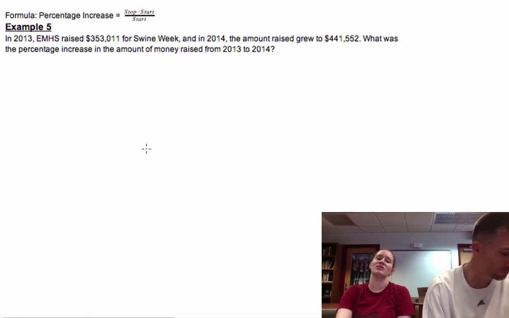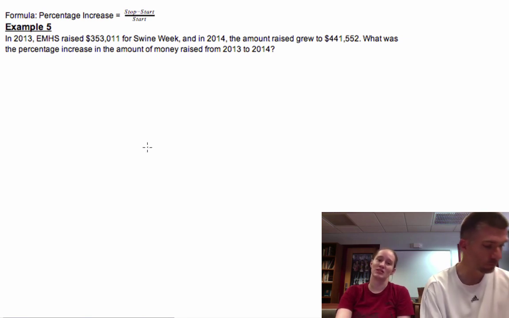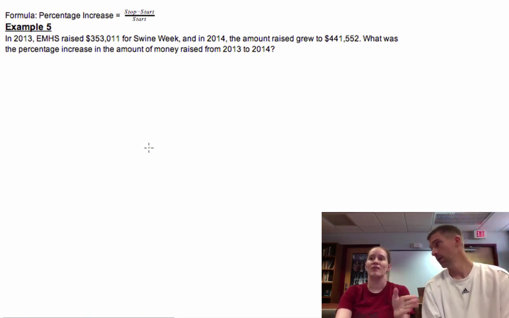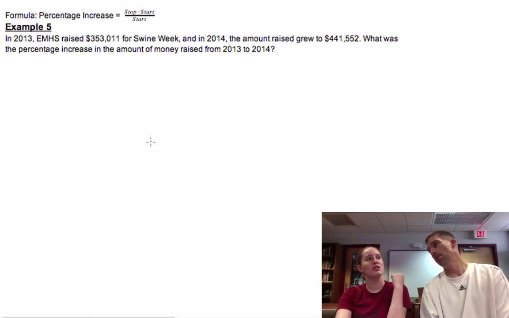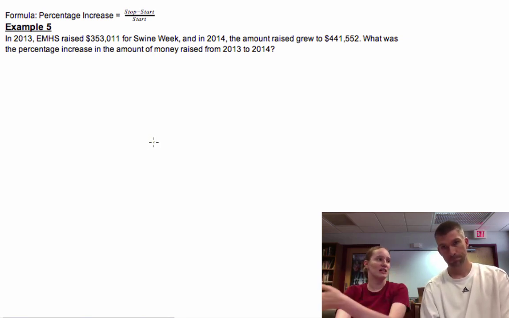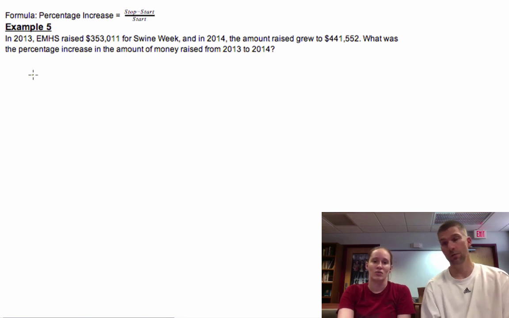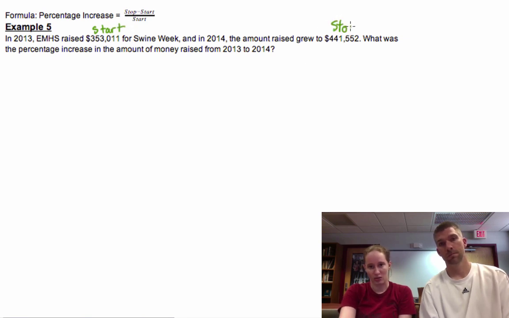But we're going to use this data for finding percentage increase. So this is when you have an amount, you have a new amount, and you want to know what percent did it increase. So you do the stopping amount minus the starting amount divided by the starting amount. And that gets you your percent. So the starting amount here is our 2013 data, and the stopping amount is our 2014 data.